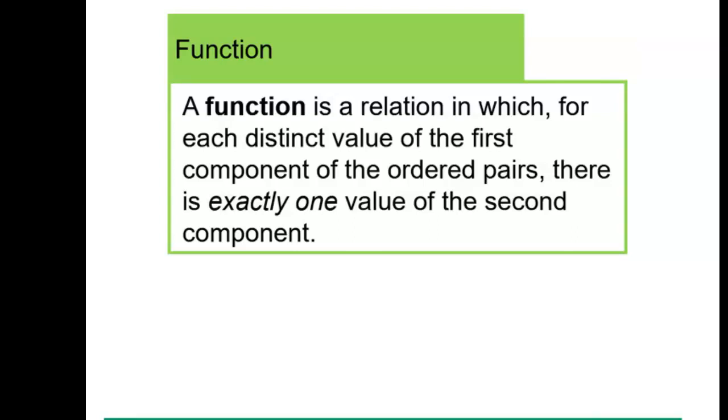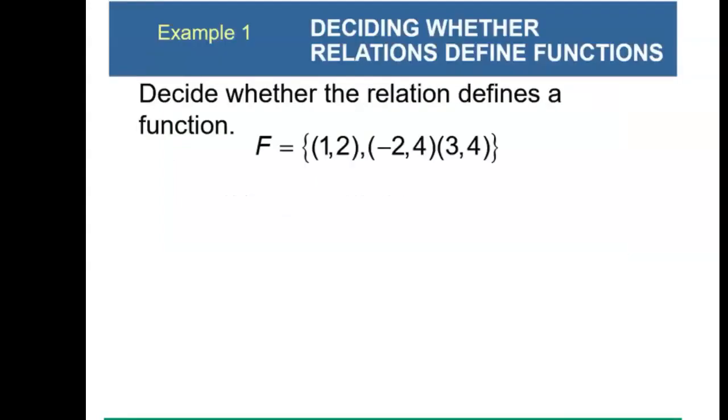So let's now take a look at some examples. First of all, we want to decide whether this relation defines a function. Clearly it is a relation because it is a set of ordered pairs. Now for this relation to define a function, we cannot have any repeating x values. And so here, all of the x values are different, and therefore this relation is a function.